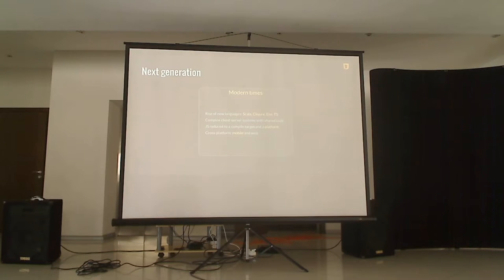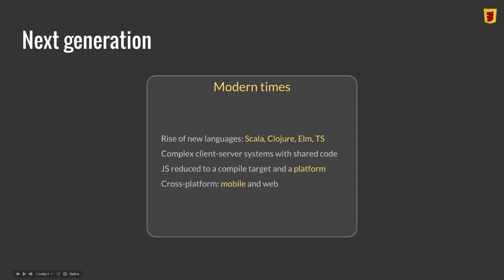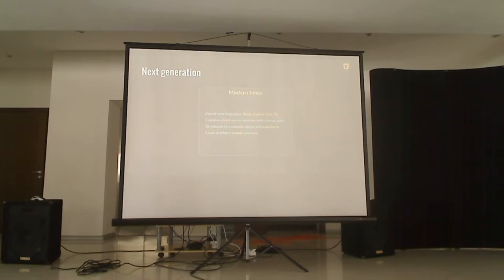And then the next generation that we are now seeing is that you have all these new languages coming up, like Scala, Clojure, Elm, TypeScript, and people are starting to experiment not just with JavaScript but with other languages as well, and sharing code between client and server. Of course, the JavaScript developers wanted to see JavaScript on the server side, so they created Node.js, but now Scala.js allows you to use the same code on the server side and on the client side, but instead of being JavaScript, it's actually nice and clean Scala code.